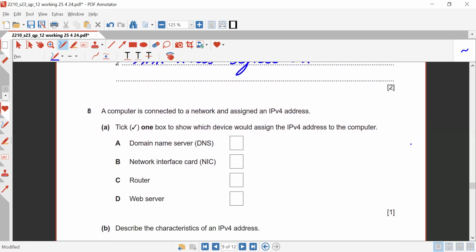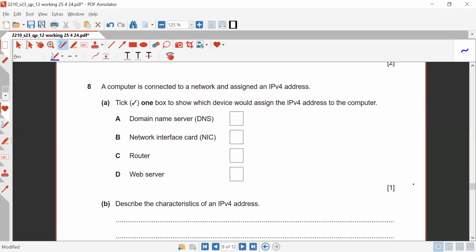Okay, going to the next question. What does that say? It says a computer is connected to a network and assigned an IPv4 address. Tick one box to show which device would assign the IPv4 address to the computer. Now you need to name that particular device that will be assigning the IP to the system. So domain name service, no, it won't. Or domain name server, it won't. NIC, no, it is responsible to make up a connection. Router, yeah, it will be assigning the IP to the computer. Now web server is actually having the web pages.